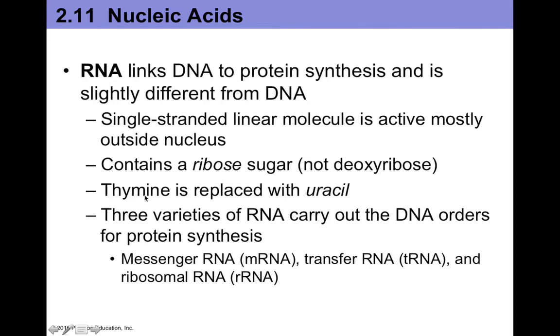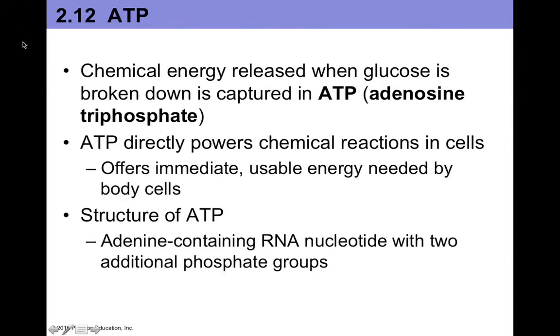And thymine is replaced with uracil. So we actually don't have thymine in RNA. Instead, we have another type of nitrogenous base called uracil. And there's three major varieties of RNA in our cells. We have messenger RNA, transfer RNA, and ribosomal RNA. Now we'll get into more detail on the functions of these in chapter 3 when we talk about the cell. Now, another class of nucleic acids is ATP.